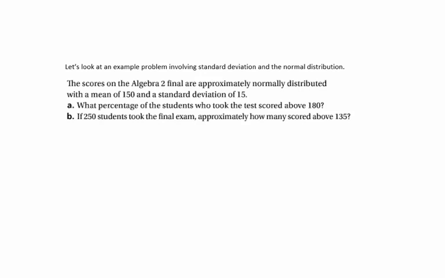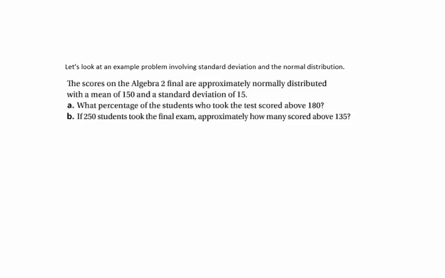So the scores on the Algebra 2 final are approximately normally distributed. Usually they're not. Usually they're inversely distributed, a lot of low scores and a lot of high scores, but let's just say they're normally distributed with a mean of 150 and a standard deviation of 15. And we got 2 questions there. What percentage of students who took the test scored above 180? And if 250 students took the final exam, approximately how many scored above 135?